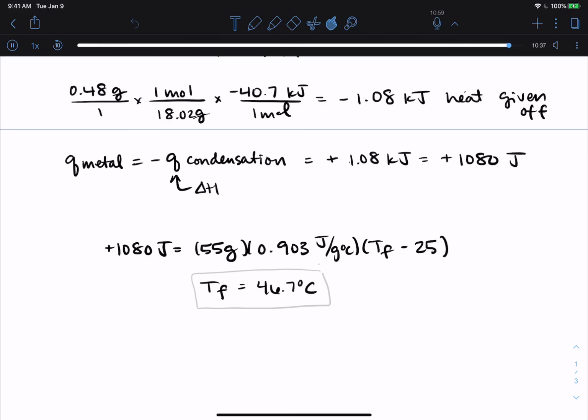46.7 degrees C. So this makes sense. It's a higher temperature. We were expecting the block to heat up as it absorbed heat. So it would end up at a higher temperature. And that's a lot of heat that was given off by the water condensing. So going from 25 degrees to 46.7 seems like a reasonable change.